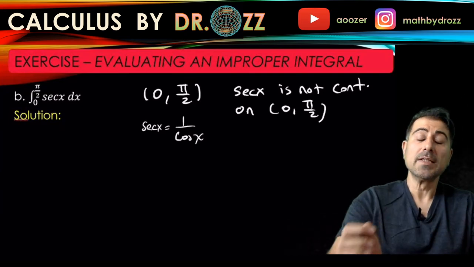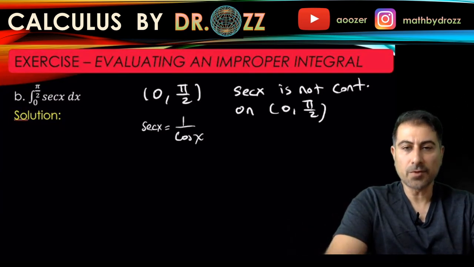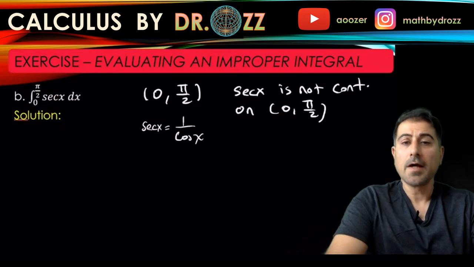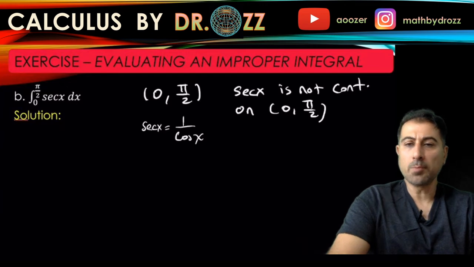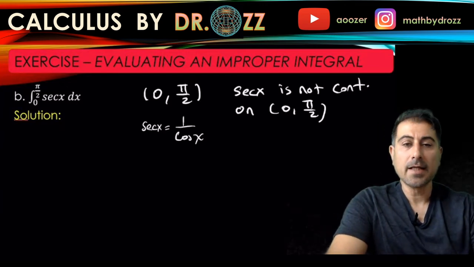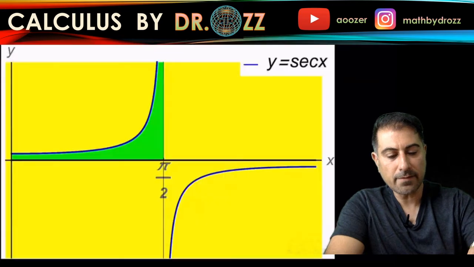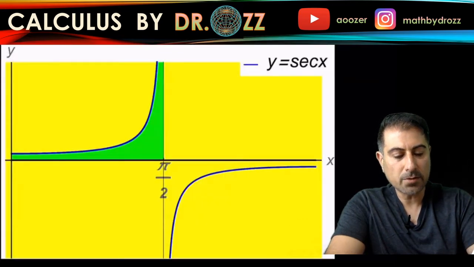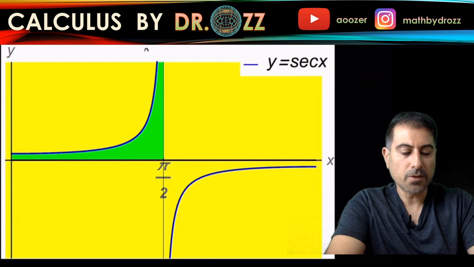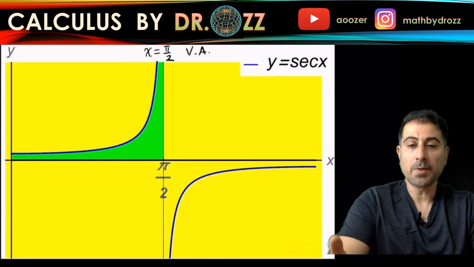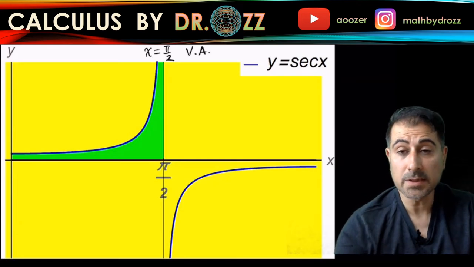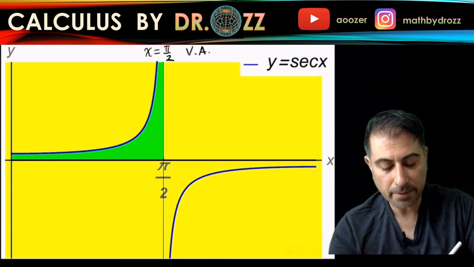And I want you to see it, so please have your TI-84 with you, and you can pause the video at this moment. What I want you to do is plot secant x from 0 to pi over 2, with x min to be 0 and x max to be pi over 2. You will see that at pi over 2, we have a vertical asymptote, and the integral that we have here, the integral from 0 to pi over 2 of secant x, is this infinite area.